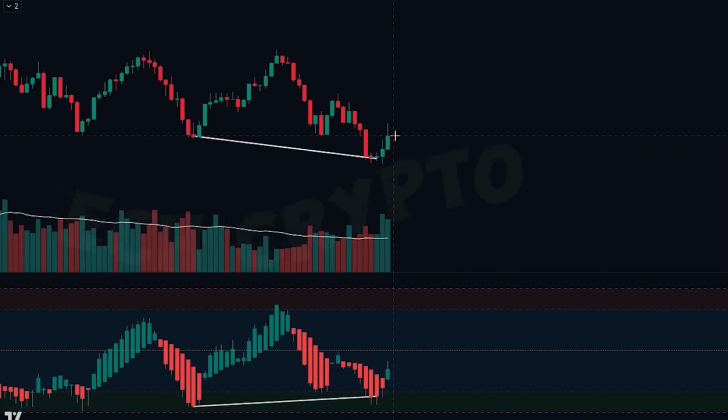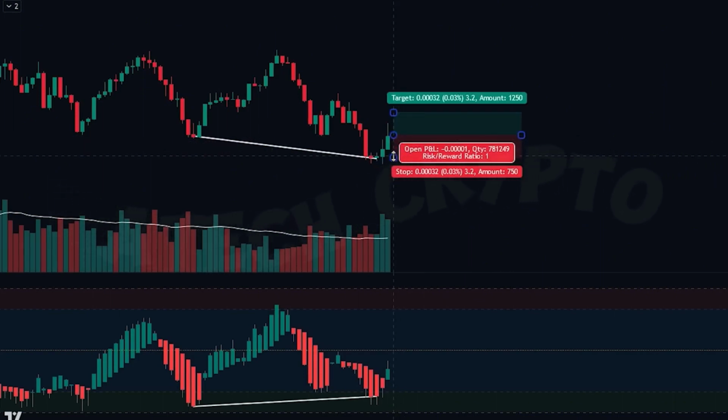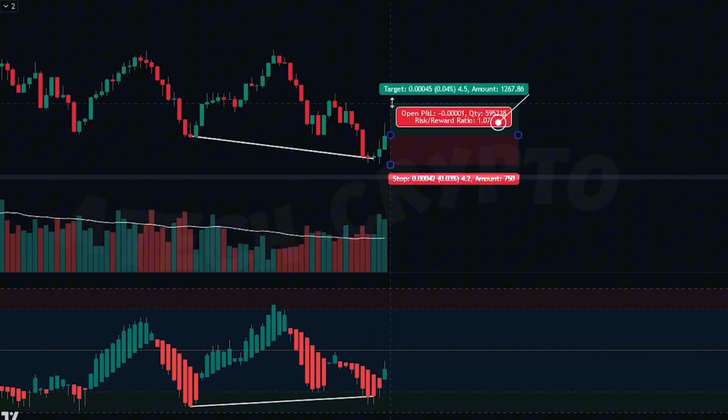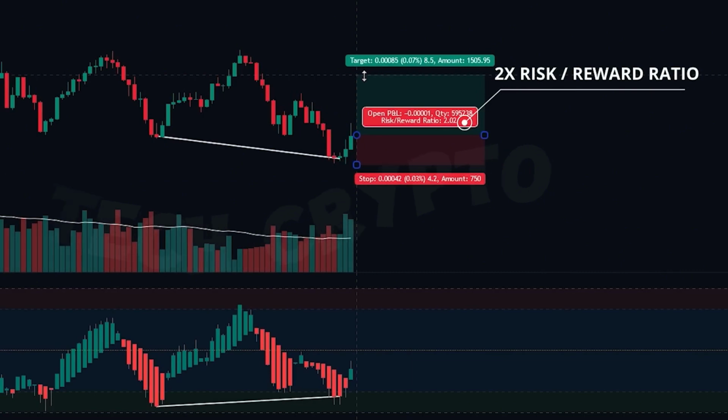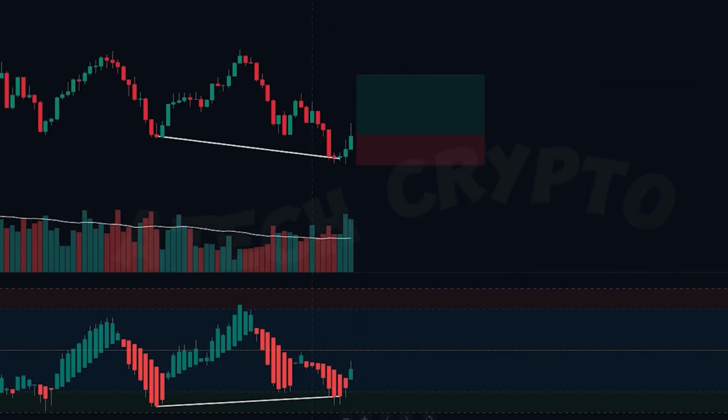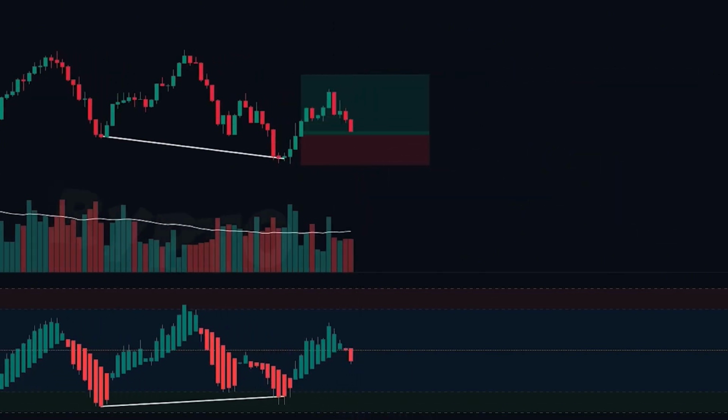Because of these signals, let's enter into the buy position here. We will be placing the stop loss at the recent swing low. For the take profit, we will be targeting a 2 times risk to reward ratio. Now let's see how the trade plays out.